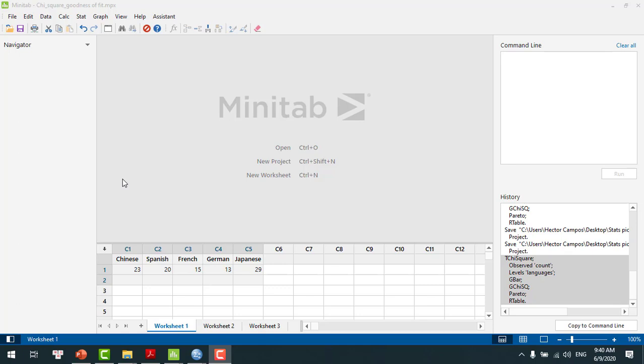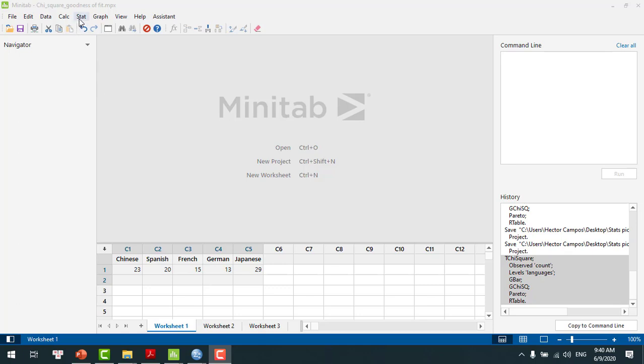And of course, it looks like they are not, right? It looks like Japanese took a large brunt of the students, while German did not. So we're going to do a goodness of fit, because in this case, we only have one variable. So if we have one variable, we need to do a chi-square goodness of fit.